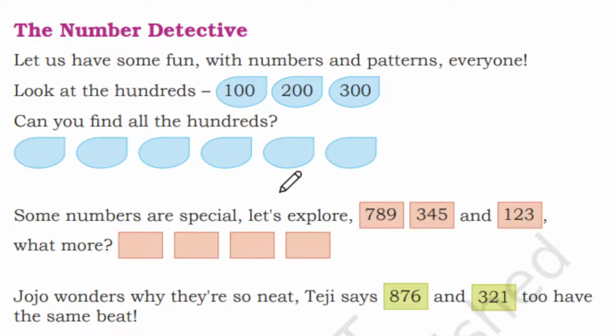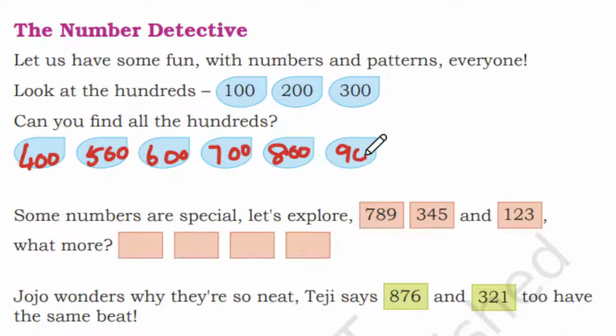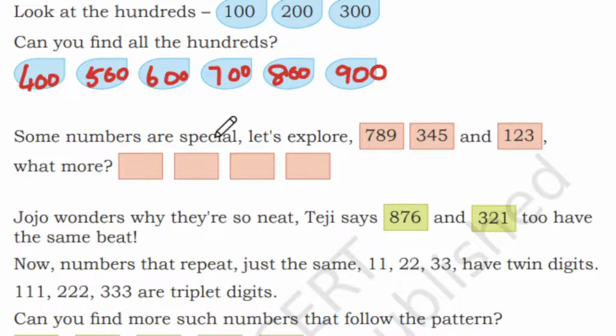Okay, let me fill this out. So we have 300, we have 400, 500, 600, 700, 800, 900. Okay, so some numbers are special. Let's explore.